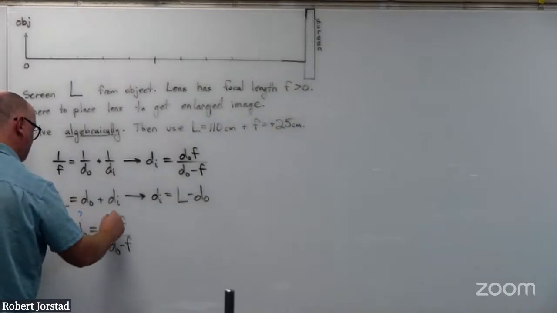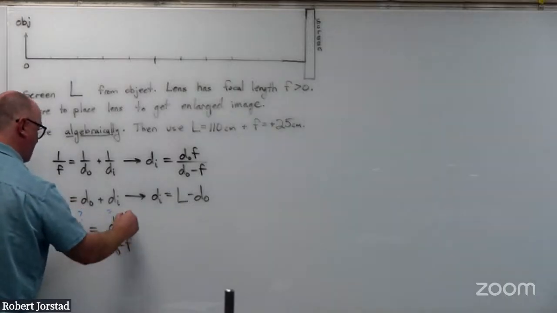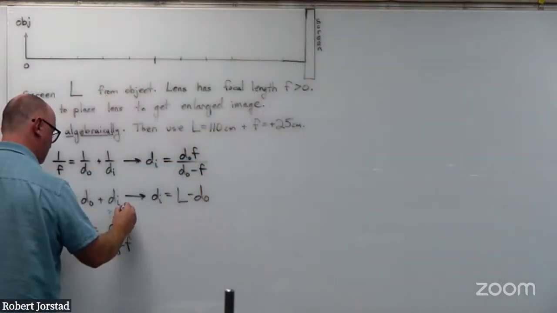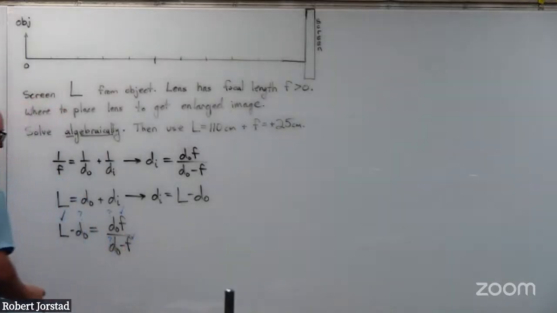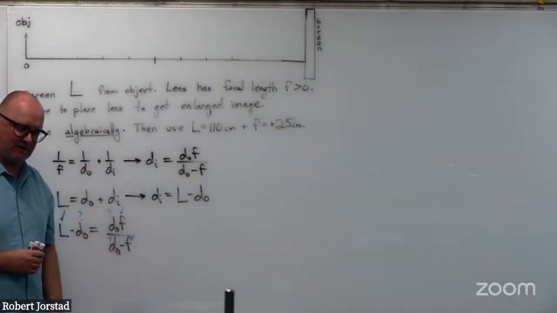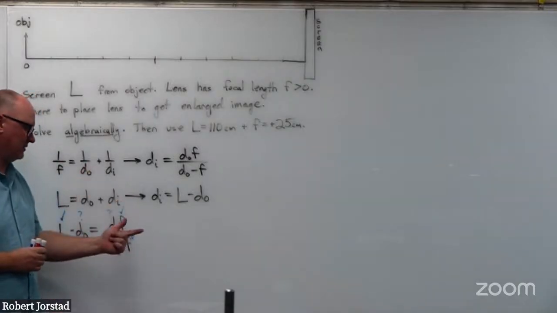This is not known, not known, not known. f is also given in the problem. So d_o is the only unknown. I should be able to solve it. If that's the hint you needed, go ahead and pause the video and try to solve it. I'm going to proceed in 3, 2, 1.